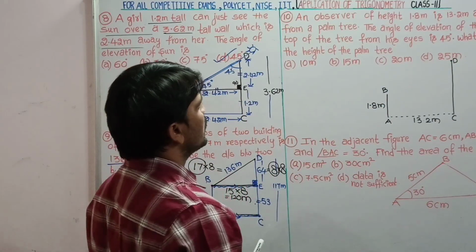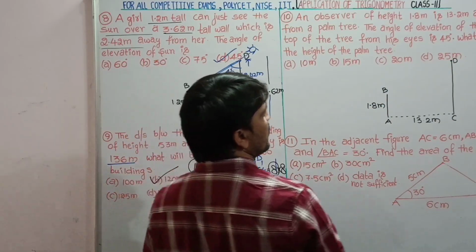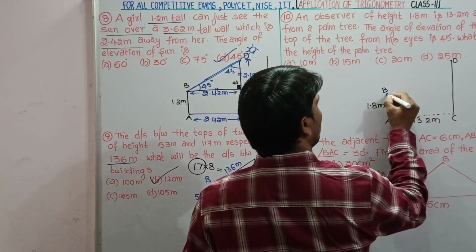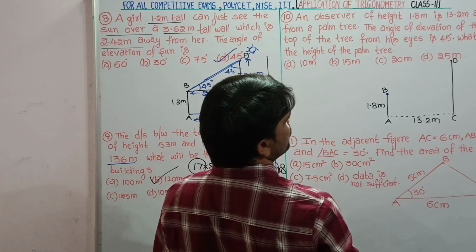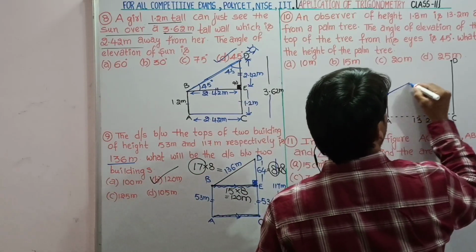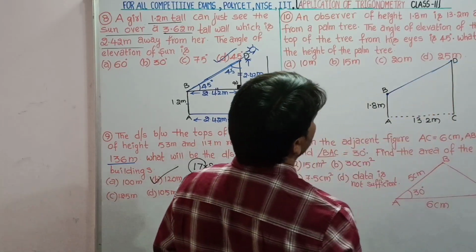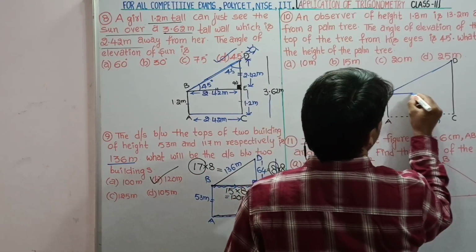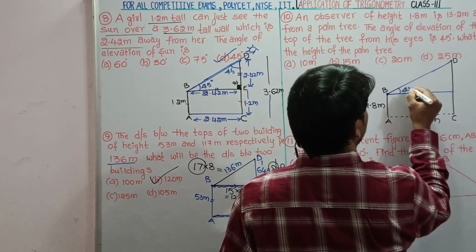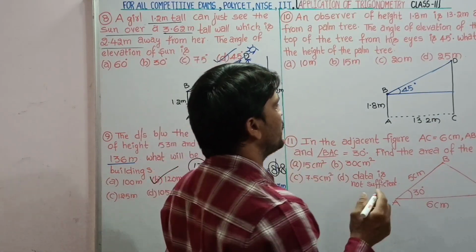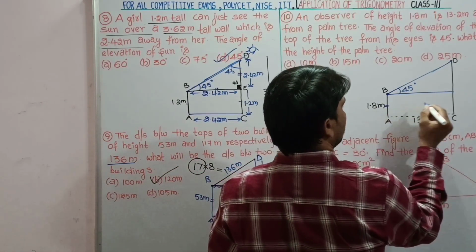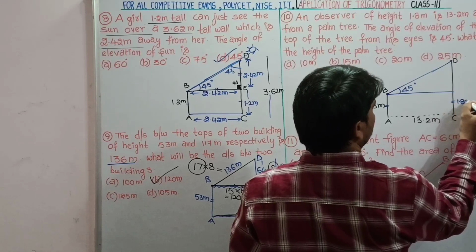The angle of elevation of the top of the tree from his eyes. So B is the position of the eyes of the observer. He is observing the top of the tree at an angle of elevation of 45 degrees. What we have to find is the height of the palm tree. This is 1.8 meters, and this is also 1.8 meters.